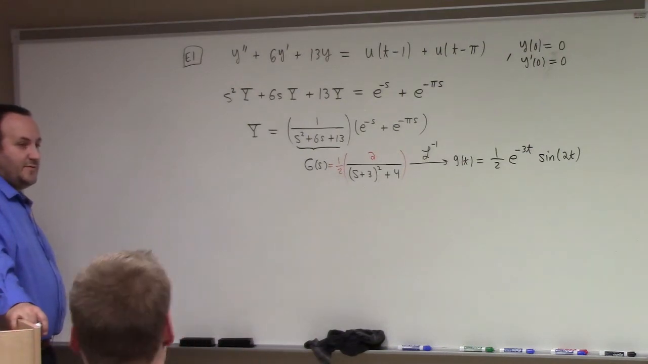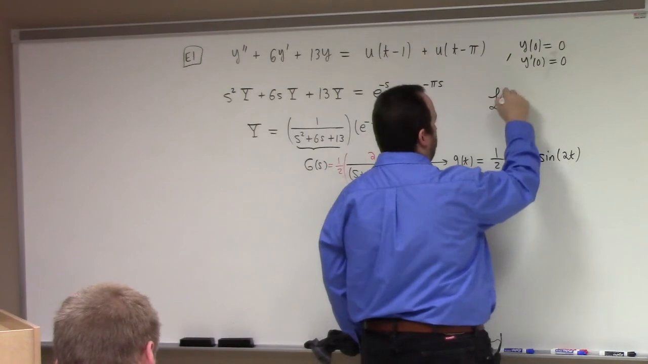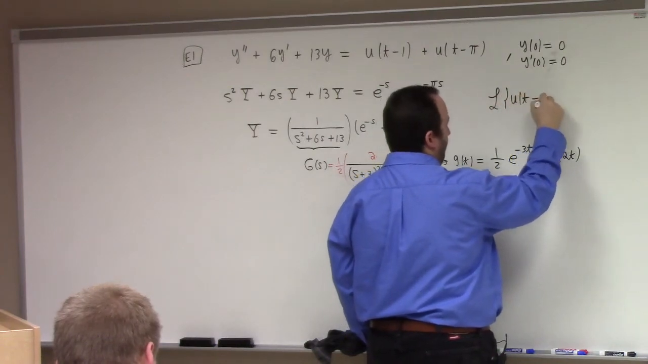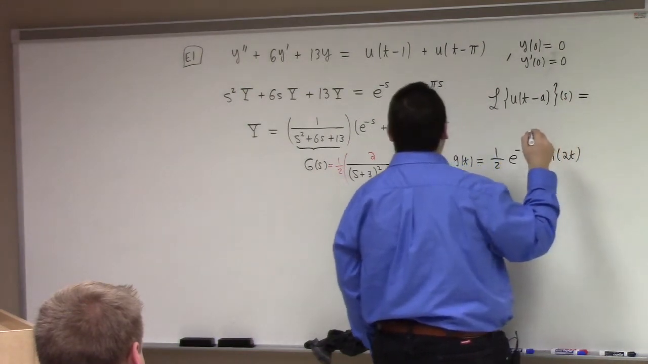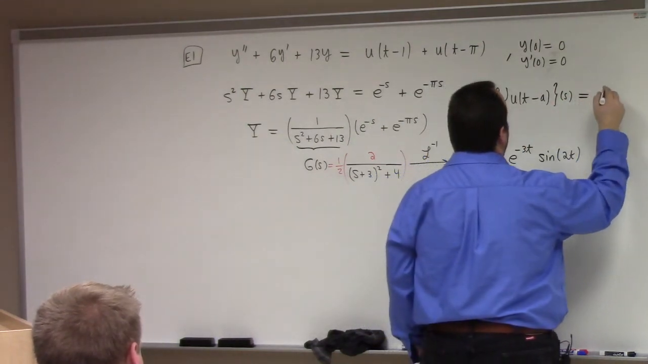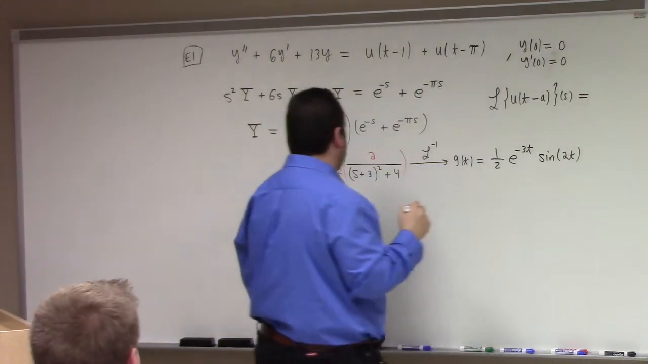That's the Laplace transform of the unit step function. We derived it last time. So the Laplace transform of u(t − a) is equal to, oh, and you're right, I might be wrong. Oh, I'm wrong. Thankfully, I'm wrong.